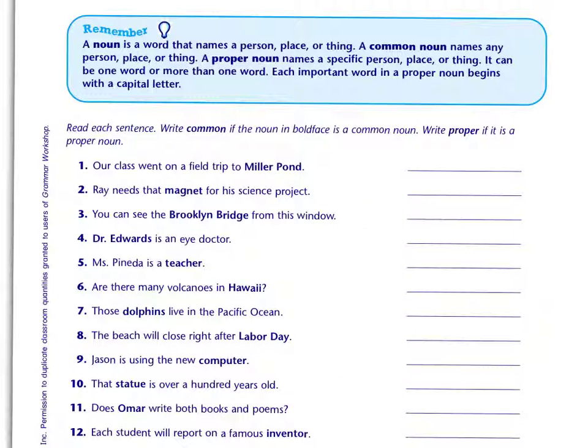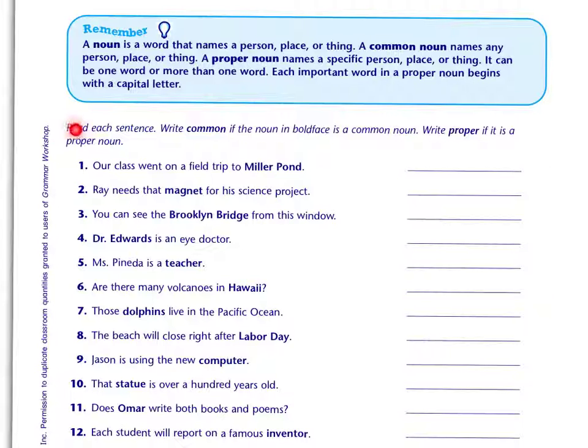Okay, so things to remember. A noun is a word that names a person, place, or thing. A common noun names any person, place, or thing. A proper noun names a specific person, place, or thing. It can be one word or more than one word. Each important word in a proper noun begins with a capital letter. Okay, so we're going to do some examples together, and then I'm going to let you go on your own.